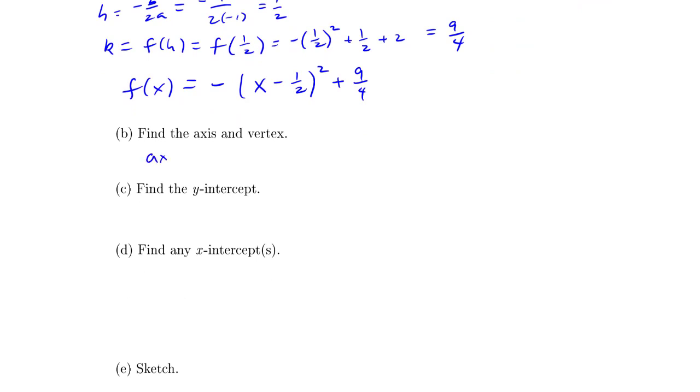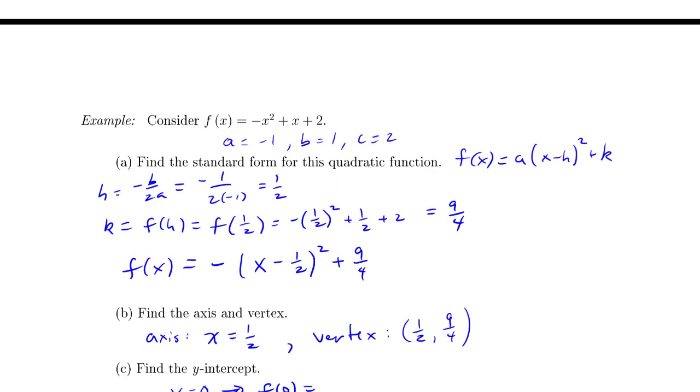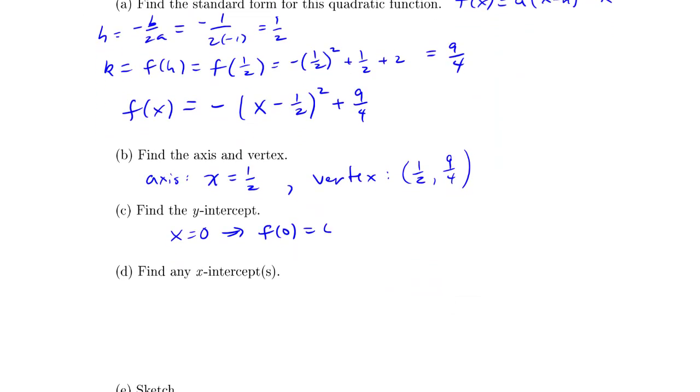The axis and the vertex. The axis is just x equals h, so x equals 1/2. The vertex is just h, k, so 1/2, 9/4. The y-intercept is when x is 0. If I put 0 in there, I get 0 plus 0 plus 2. So my y-intercept is 2.